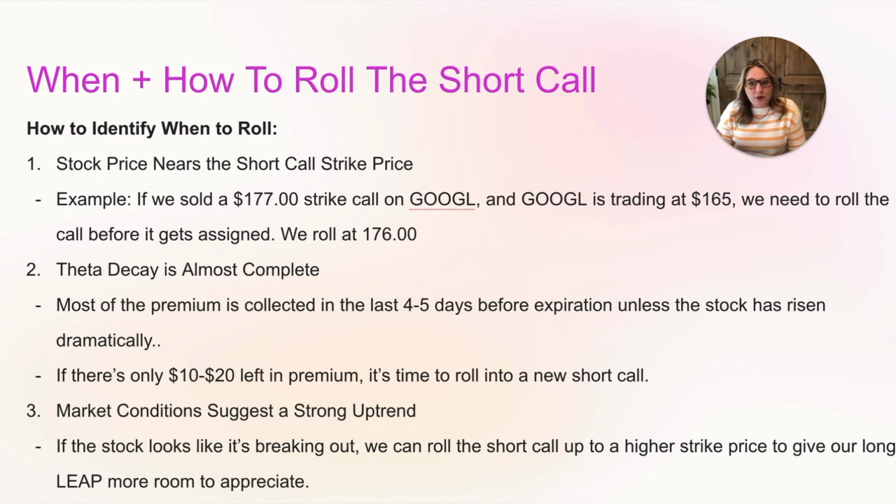So if we sold this 177 strike call on Google, for example, and Google is trading at 165, we sort of built a significant pad there. What is that, like $12? That's a nice little pad. But if Google pops, we're going to want to know about that in advance. So what I do is I set a stock alarm for the strike price of 176, stock price of 176, and I get a little ping on my phone that has happened. And as soon as that happens on my phone, I just go in and I roll out then.